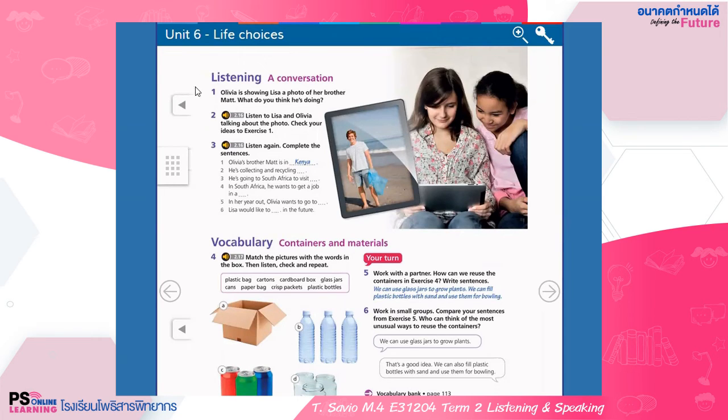Listening, a conversation. Number 1. Olivia is showing Lisa a photo of her brother, Matt. What do you think he's doing? He has a plastic bag and he seems to be on the beach. So what do you think he's doing with his plastic bag? He's probably collecting something. Number 2, listen to Lisa and Olivia talking about the photo. Check your ideas to exercise 1.